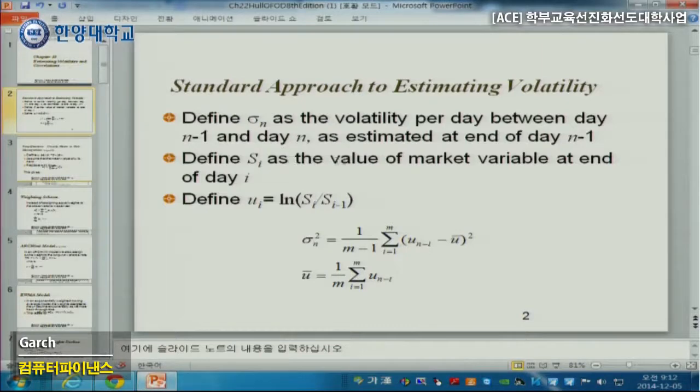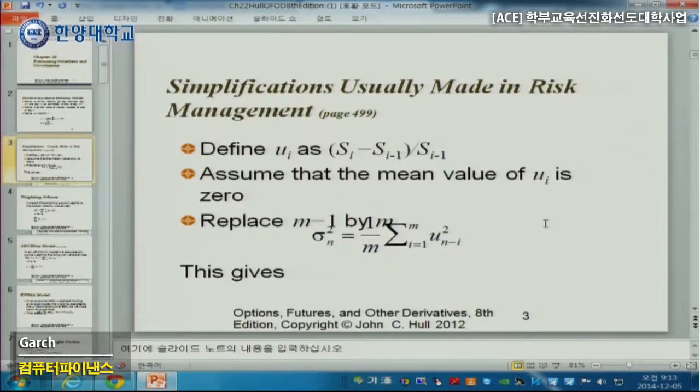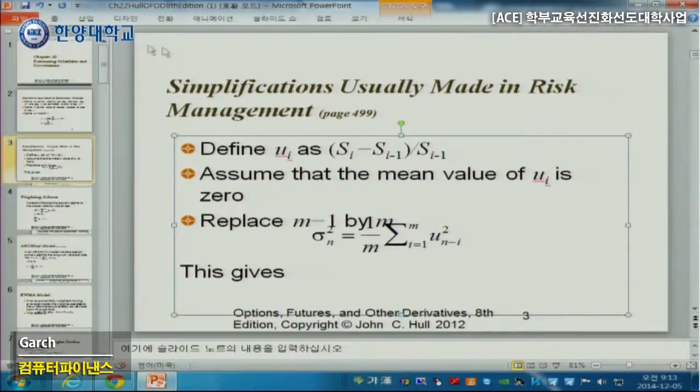Let's define S i as the value of the market variable at the end of day i, such as the stock price. If S i is the stock price, then u i is log of S i over S i minus 1, which is the continuous version of the return. Right? And then the simple standard deviation is actually the daily volatility. It's the first, very naive estimate of the daily volatility, where u bar is just the average.